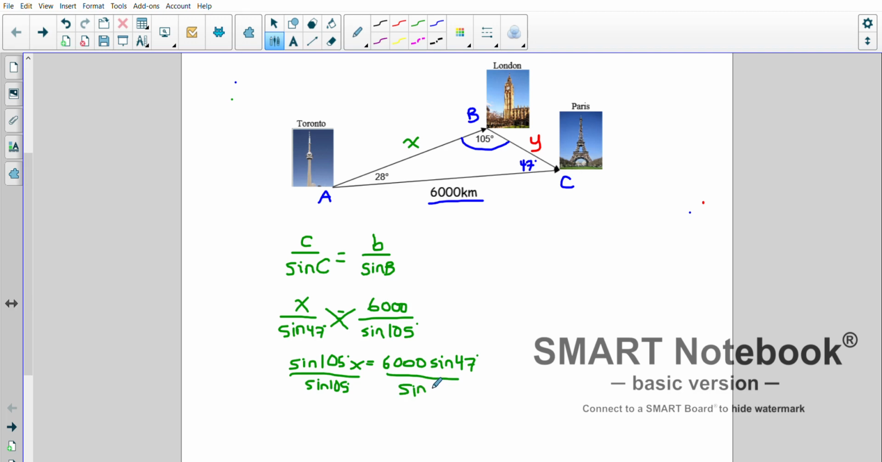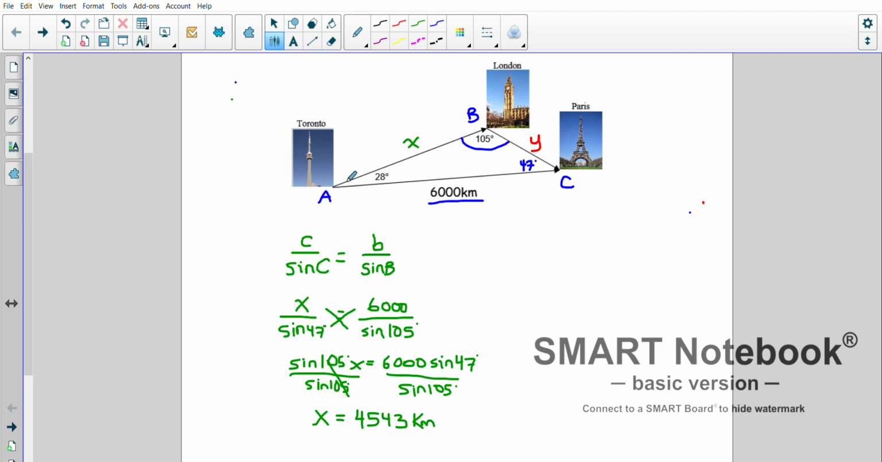And now I can go ahead and solve. So I'm doing this right along with you. That divides out, so we get x equals, and I'll just quickly type this into my calculator, 6,000 sine 47, press the equal sign, divide that by sine 105, press equals, and I got 4,543. So the first leg of that trip is 4,543 kilometers.